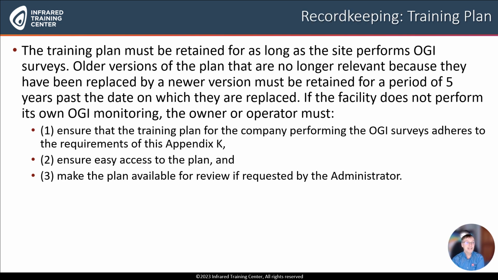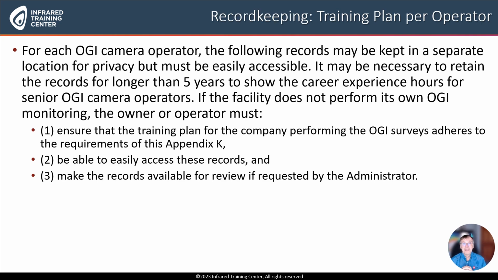And the training plan. This is going to be, again, quite burdensome because every owner operator must ensure that the plan for the company performing the OGI surveys adheres to the requirements of Appendix K, and make sure that everybody performing those surveys meets Appendix K as well. Okay, and again, you have to have your plan available if requested by the EPA, and make sure everybody has easy access to the plan. And training plan per operator.